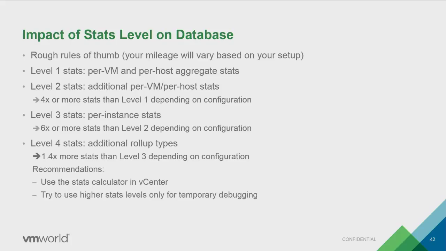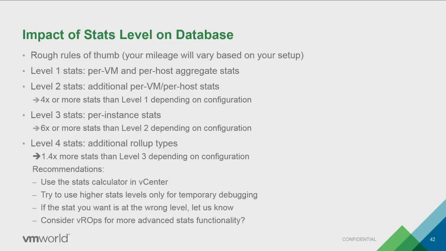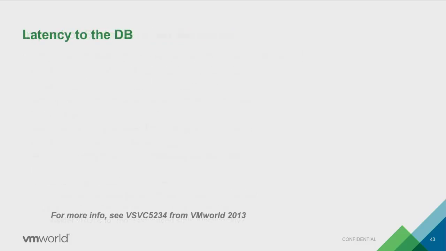And like I've said many times, try to use the stats level that's relevant to your use case. If you find that there are some statistics that you need that aren't at stats level 1 or at the stats level that you're using, please come talk to me later. We can try to talk to the product management teams to figure out whether we can elevate those statistics. We often say that, if it's an option for you, maybe consider vROps if you want to take the data out of the vCenter database and put it somewhere else. That might be one way to lower your stats level and still get the statistics that you need.